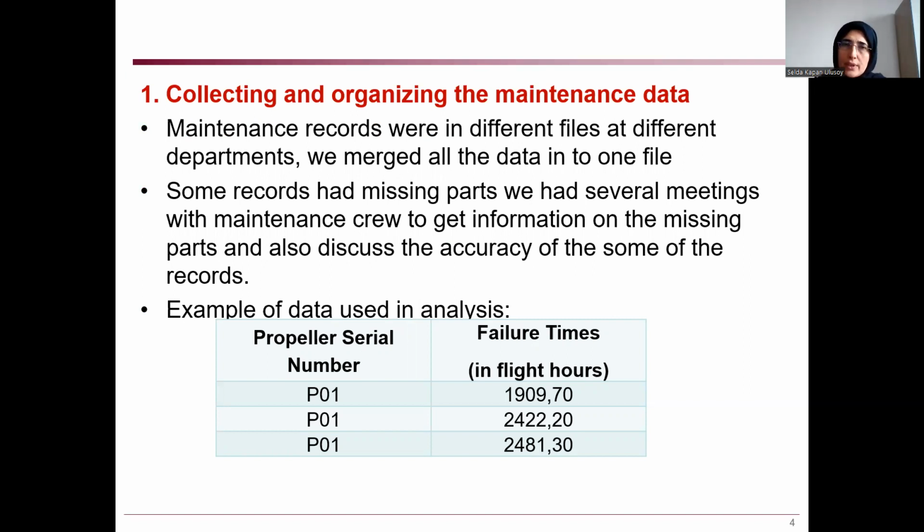An example of the data we used in the analysis you can see in the table. A propeller is tracked by its serial number, and the failure times are kept in flight hours. For example, here propeller P01 had its first failure at 1909.7 flight hours, and the second failure at 2422.2 flight hours, etc.